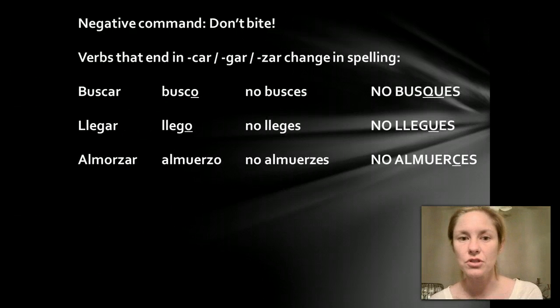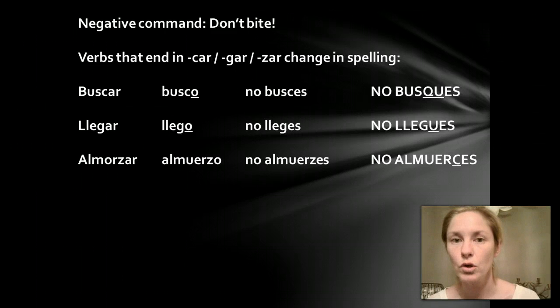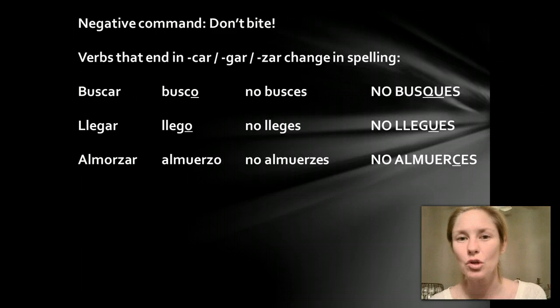Okay? You have irregulars. Oh, sorry. There's also car, gar, zar verbs. So verbs that end in car, gar, and zar will change the way that they're spelled when you put them in a tú negative command. So for example, buscar in the yo form is busco. When you drop the O and add the opposite, which is ES, now it says no buses. But we don't want to say no buses. We want to go from buscar, busco, no busques. So the C has to change to a QU to make that K sound.